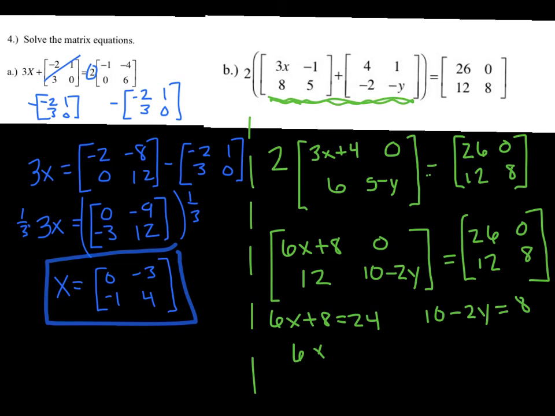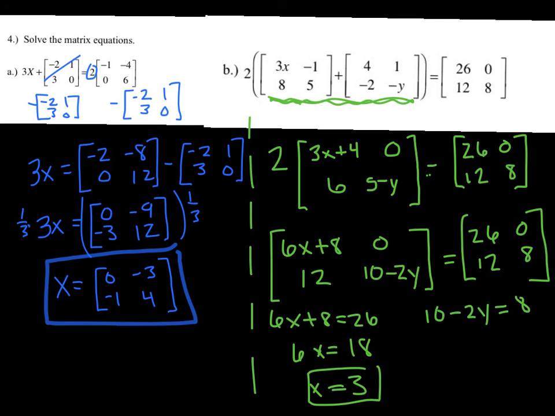I was like, what? That is not supposed to be 24. That is supposed to be 26. Let me fix that. There we go. Now we get 18, because 24 minus 8 is not 18. Divide by 6, and you get x equal to 3.